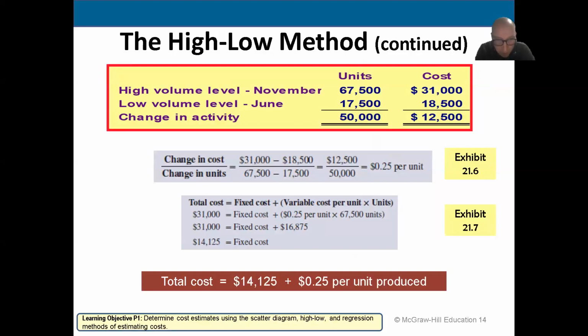To find the fixed cost, I take my total cost to equal fixed, which is X, plus variable cost times number of units. I take variable cost times number of units to get my total variable cost. If I take my total cost minus my total variable cost, I can find my fixed cost. In this example, 14,125. It's kind of like working backward, yes? Solve for x.